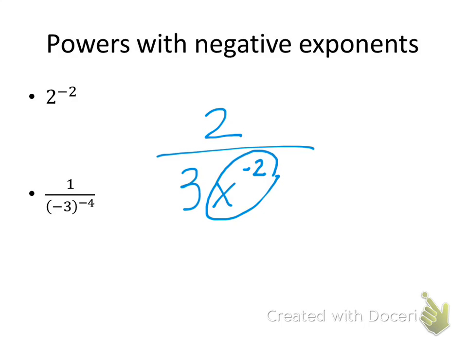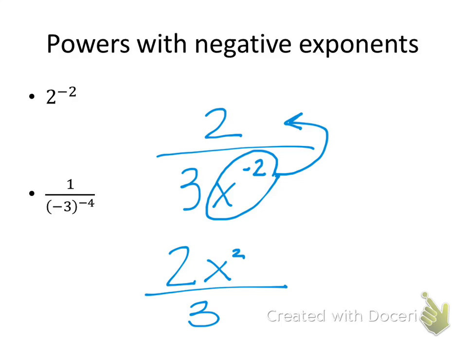So how would I make x a positive? Move it to the top. 2 stays exactly where it is. This x becomes a positive squared. And 3 stays exactly where it is. This is my final answer. There's nothing left for me to simplify. Okay, does everybody understand that? So, in order to make an exponent positive, if it's on the top, you move it to the bottom. If it's on the bottom, you move it to the top.